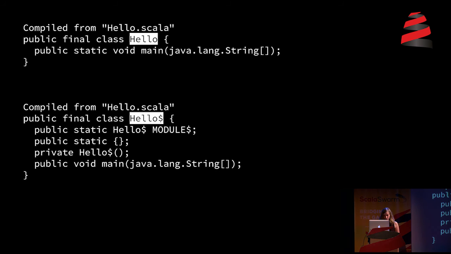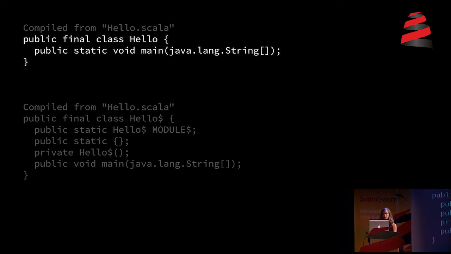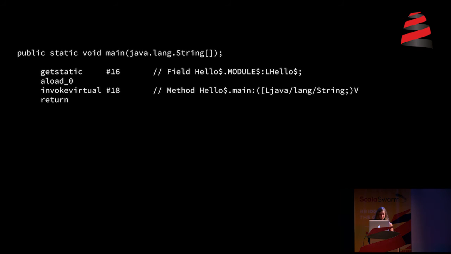All right, so the first thing we can see is that both classes were compiled from the hello.scala file. Next, the hello class has a static main method. Let's see if this is my main method.